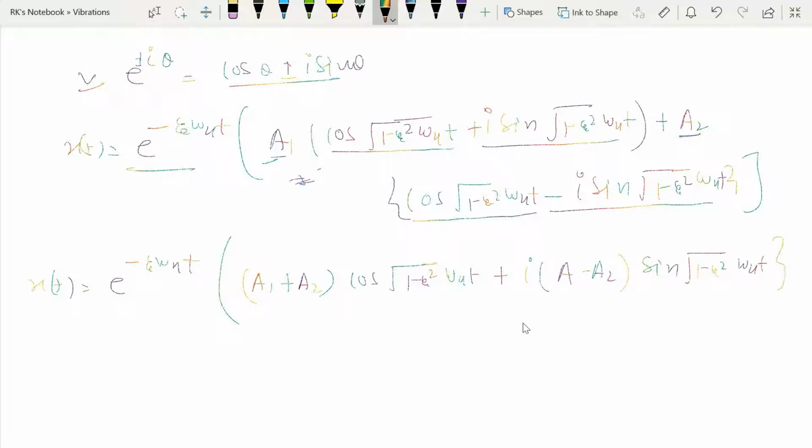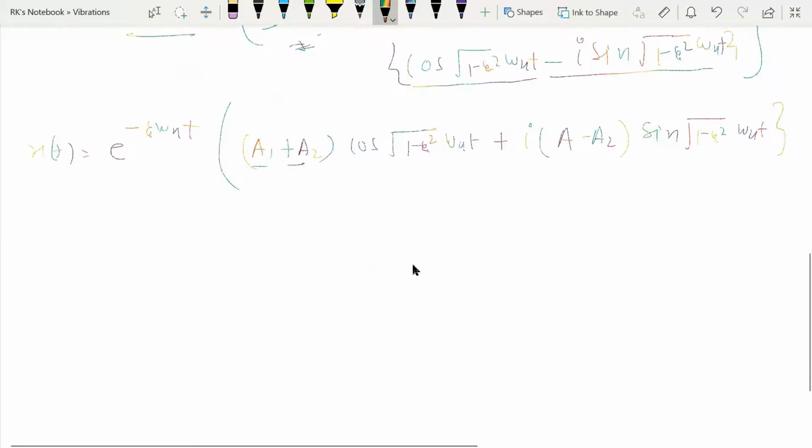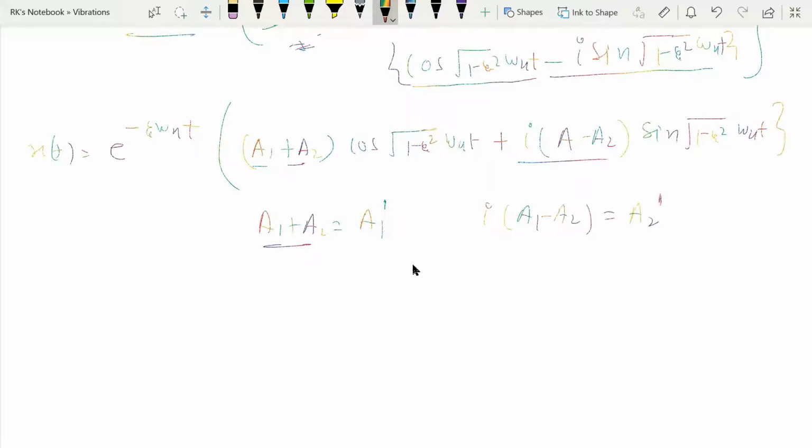Here A1 and A2 are both constants. So A1 plus A2 can be introduced as a new constant, let's say A1 prime. So A1 plus A2, these are constants, so this can be written as A1 prime as a new constant. And this term also is a constant: iota times A1 minus A2 can be written as A2 prime as a new constant.